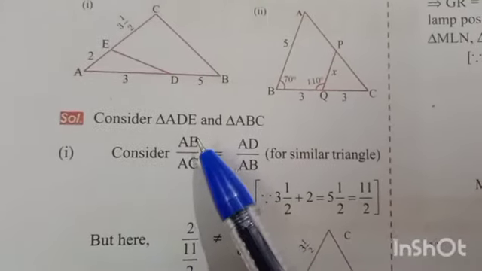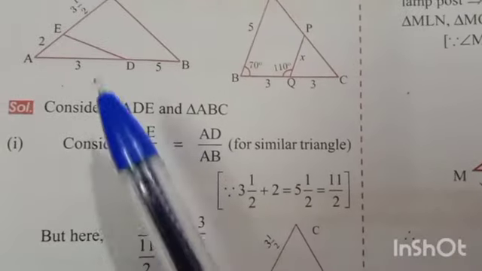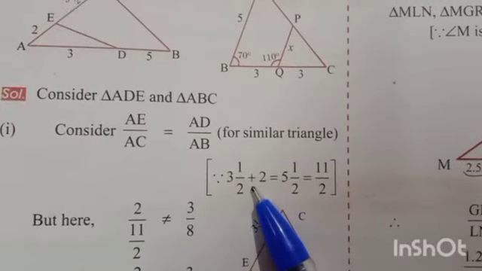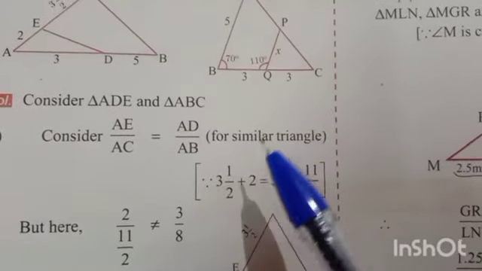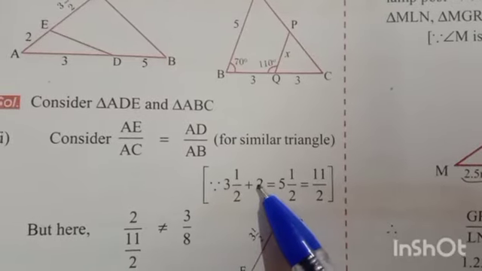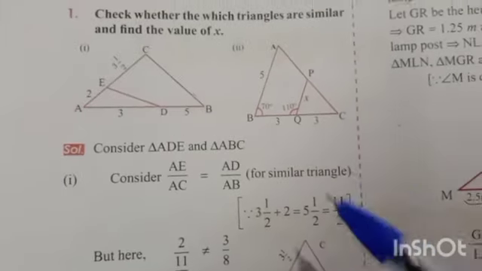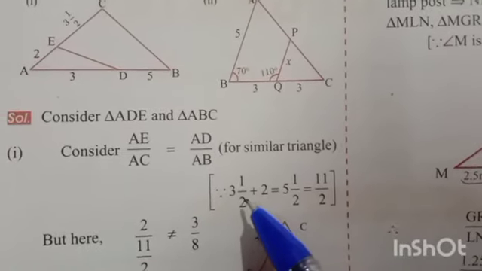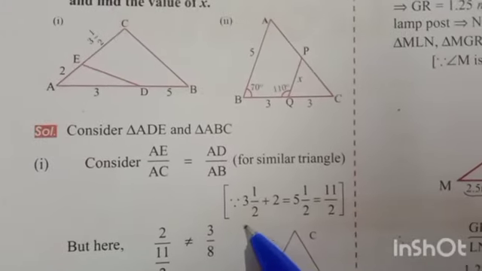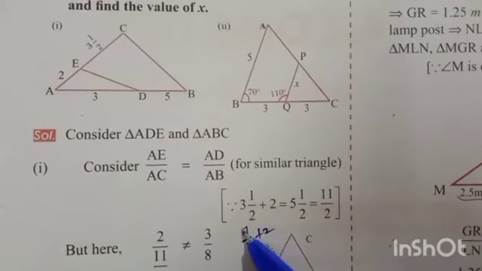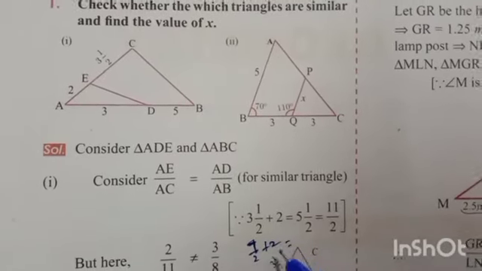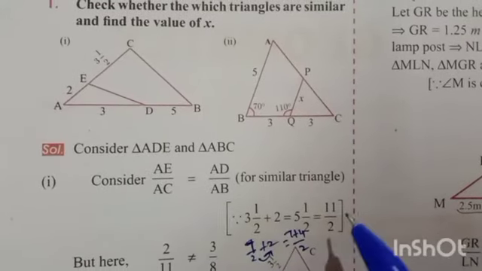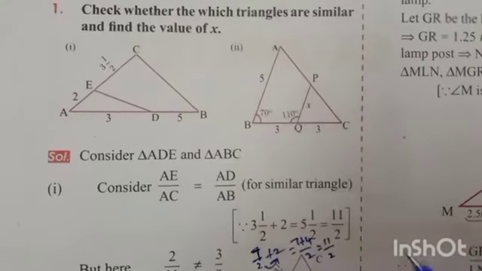So AE value is 2, by AE plus EC, that is 2 plus 3 1 by 2. The 3 1 by 2 is a mixed fraction, so you have to convert it to an improper fraction: 3 twos are 6, 6 plus 1, 7 by 2. Then 7 by 2 plus 2, so 7 plus 4 by 2, making the denominators the same. So that is 11 by 2.